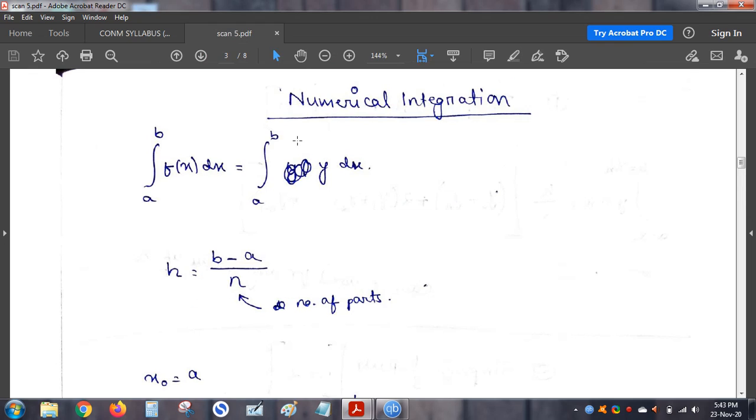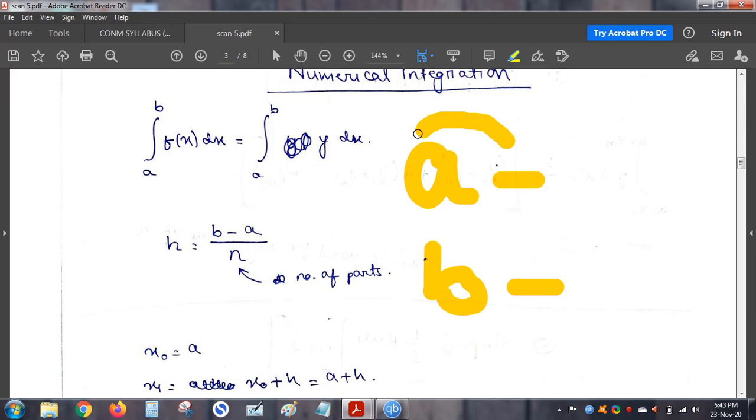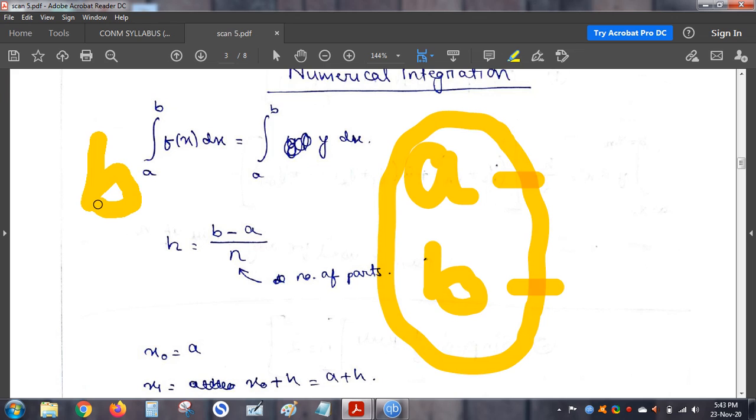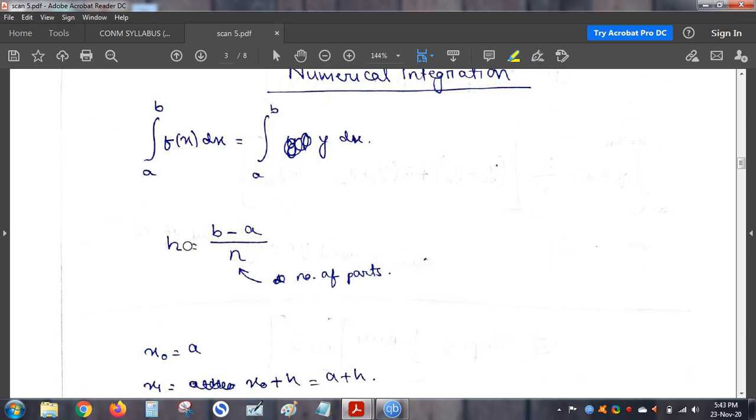So in numerical integration you will be given a function and you need to integrate that function within the limits a and b, where b is your upper limit, a is your lower limit. So between this upper and lower limit you have to integrate. Now you have to determine a parameter called h, which is basically the range which you have. That is, a is the minimum and b is the maximum. This difference, b minus a, you will be dividing into a number of parts called n. Now depending upon that n, you will have your h.